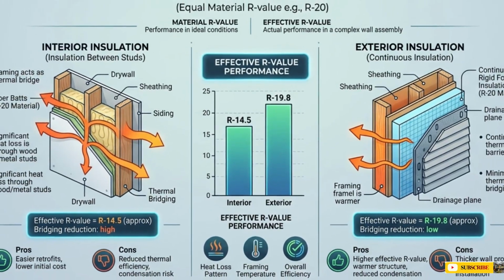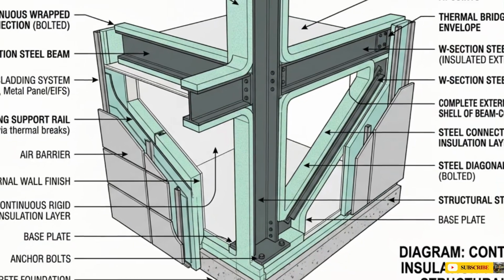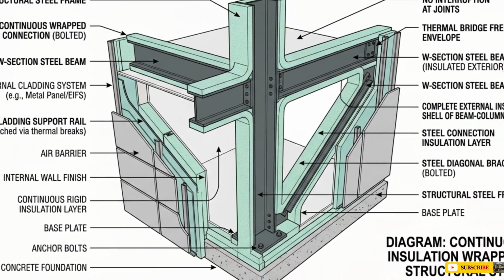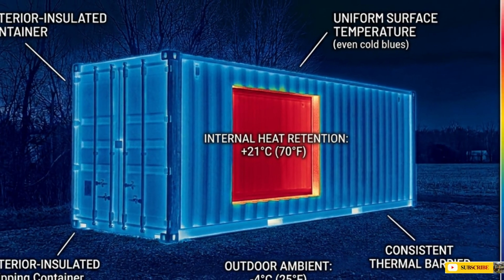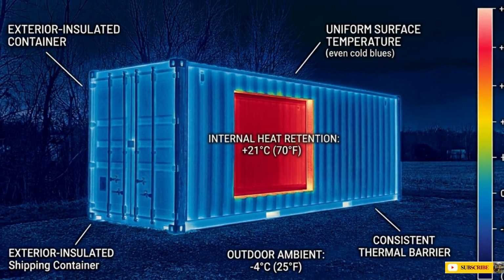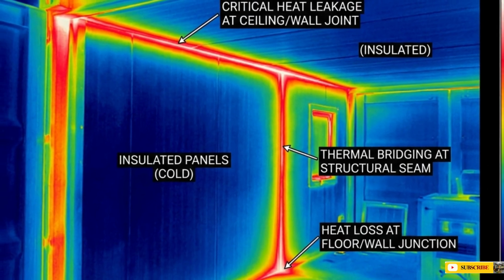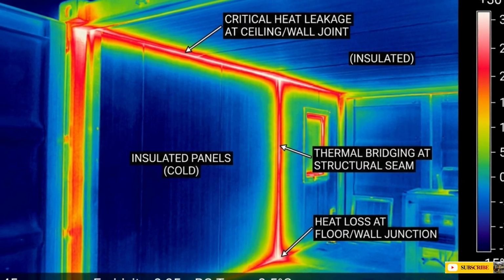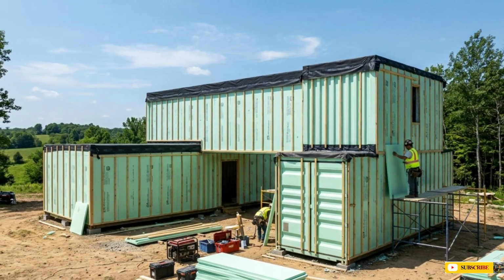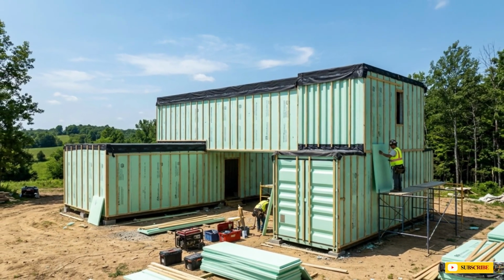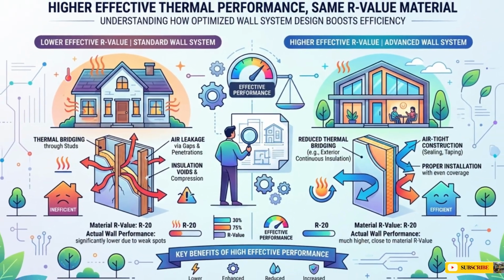Exterior insulation wraps the entire steel structure continuously. The steel is on the warm side of the insulation layer. There are no thermal bridges at structural connections, because the insulation is outside every structural element rather than applied to the interior faces between them. A correctly specified exterior insulation system on a container home achieves a higher effective thermal performance for the same R-value of insulation material compared to interior insulation, because it eliminates the structural thermal bridging that interior systems cannot address.